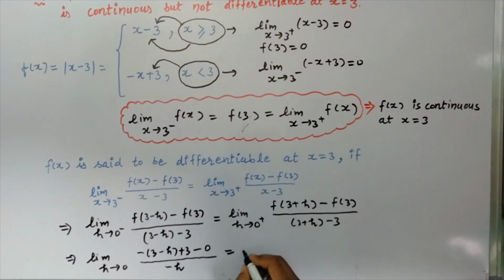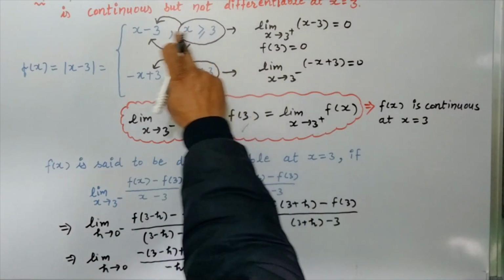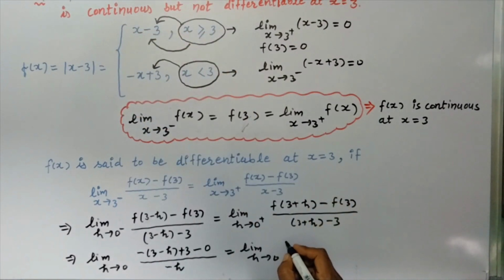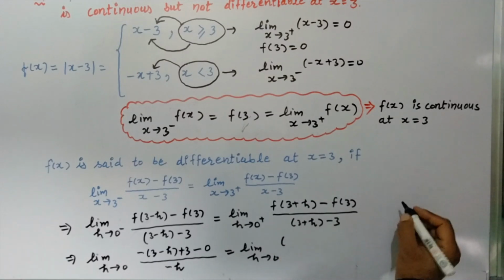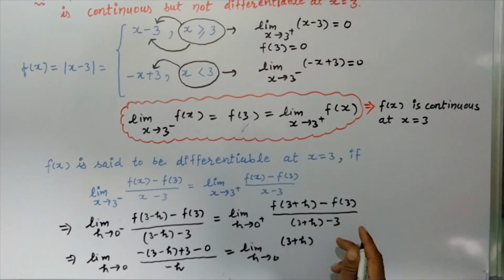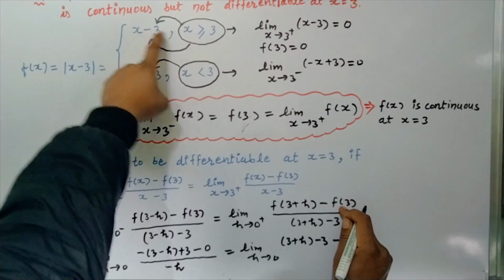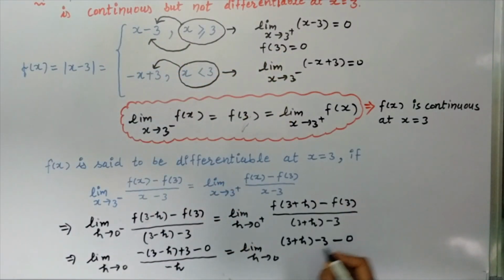Likewise, for the right-handed derivative, the limit as h approaches 0 of f of 3 plus h. 3 plus h means x is greater than 3, and x minus 3 is the denominator, so we put x equal to 3 plus h, giving 3 plus h minus 3. Next is minus f of 3, and f of 3 is 0. 3 cancels, and only h is left.